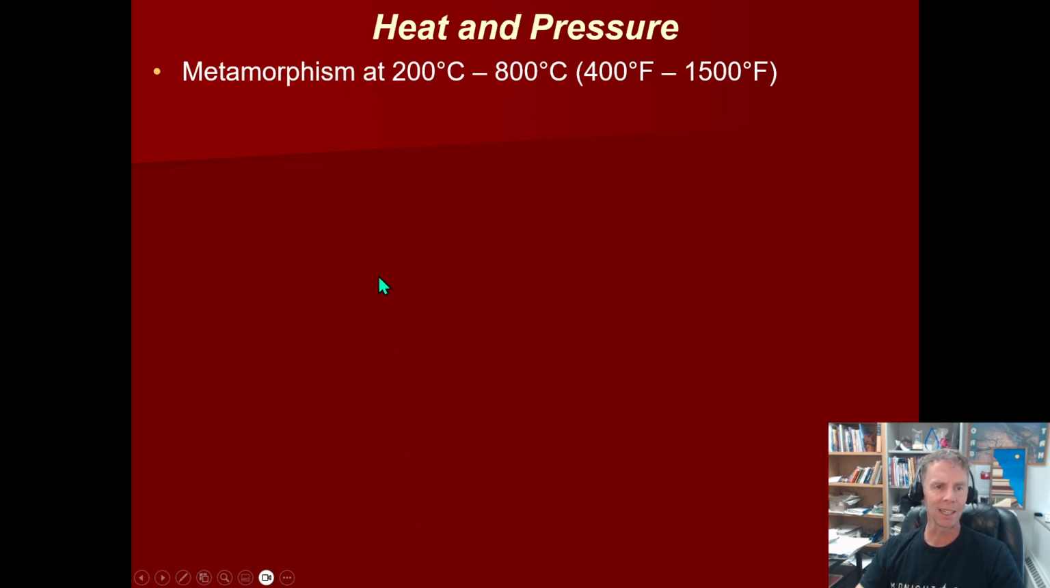So we talked about heat a little bit. What exactly are the ranges of heat in terms of metamorphic temperatures? Anywhere from about 200 to 800 degrees Celsius, or 400 to 1500 degrees Fahrenheit. So these are temperatures you can replicate in your kitchen oven.